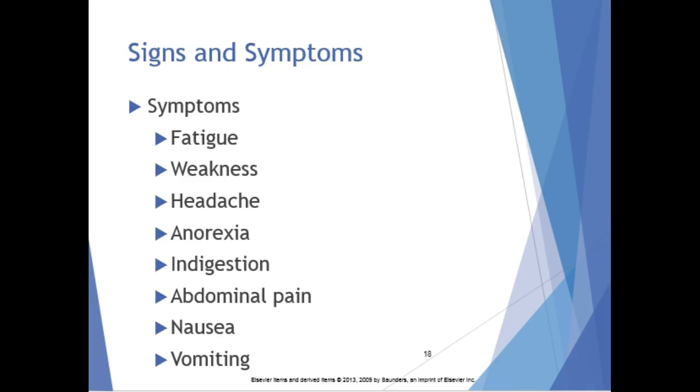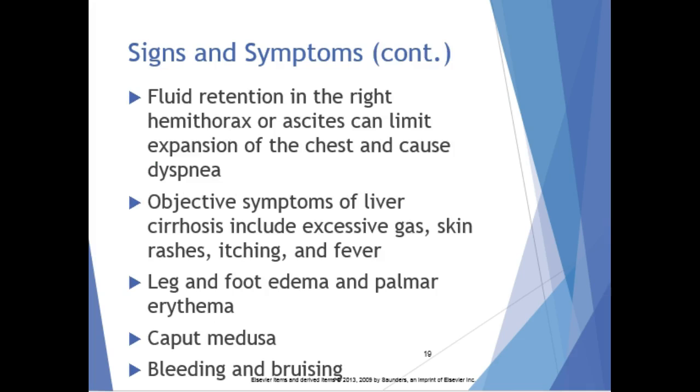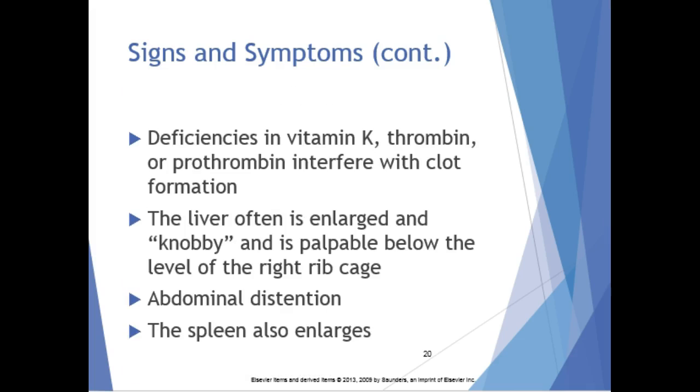Symptoms of cirrhosis: fatigue, weakness, headache, anorexia, indigestion, abdominal pain, nausea, and vomiting. Fluid retention, especially ascites, excessive gas, skin rashes, itching, and fever. Leg and foot edema and palmar erythema, caput medusae, and bleeding and bruising. Patient has deficiencies in vitamin K and thrombin and prothrombin, which can interfere with clot formation.